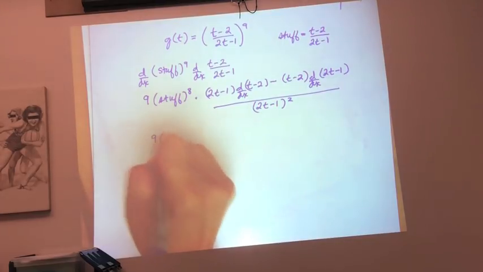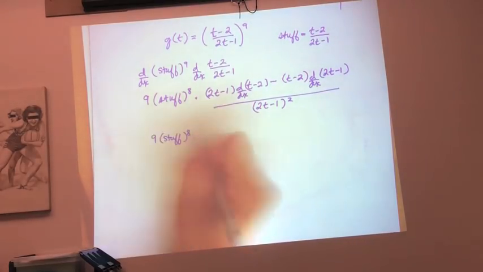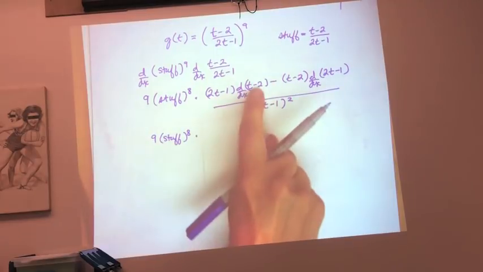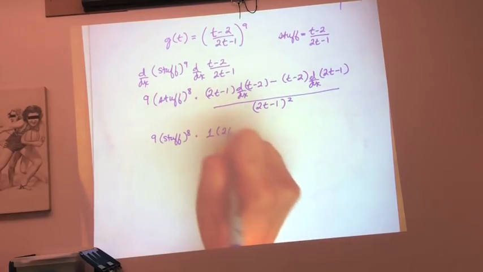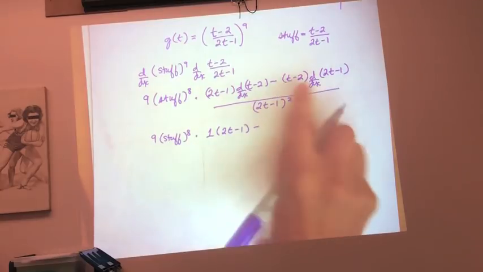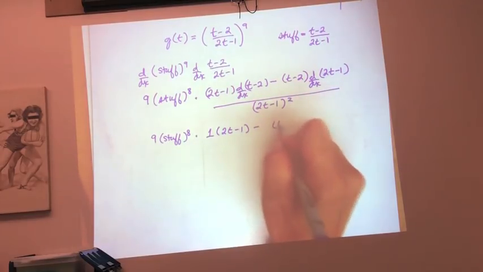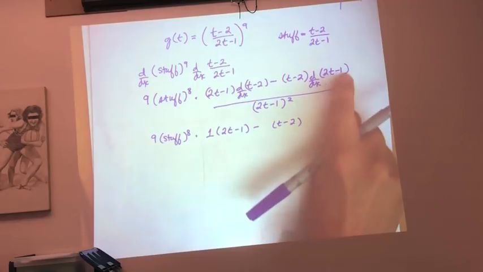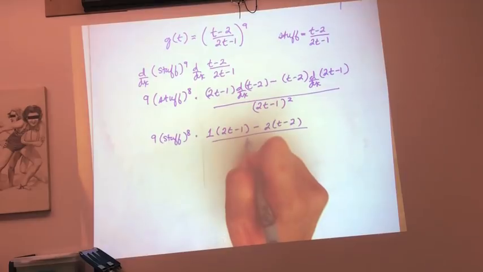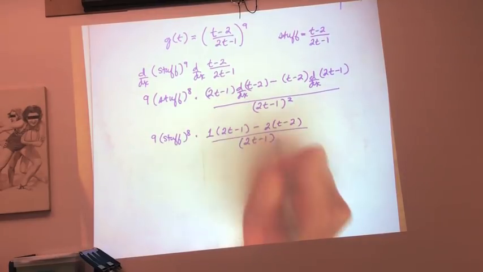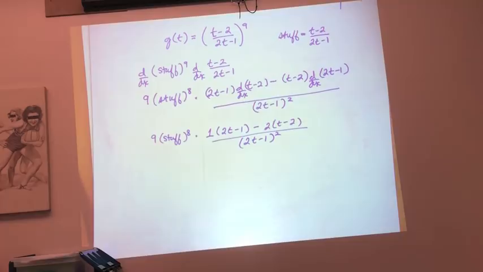So I have 9 stuff to the 8th power times, in this case, the derivative of t minus 2 is 1, right? So I get 1 times (2t minus 1) minus, this stays the same, (t minus 2), and the derivative of 2t minus 1 is 2 in this case, okay, over (2t minus 1) squared. Now, anytime, like we know already, that we have a numerator that has some multiplication to be done, we have to simplify that, okay?